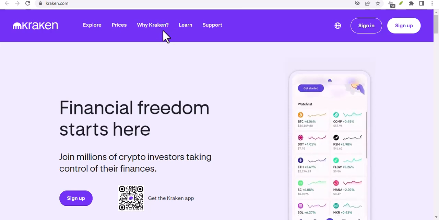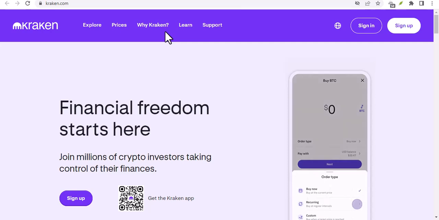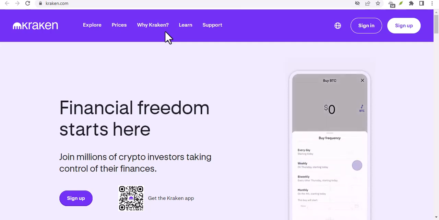Does Kraken accept USDT? Ever wondered if you can trade USDT on Kraken, the renowned cryptocurrency exchange? Let's dive in and find out.